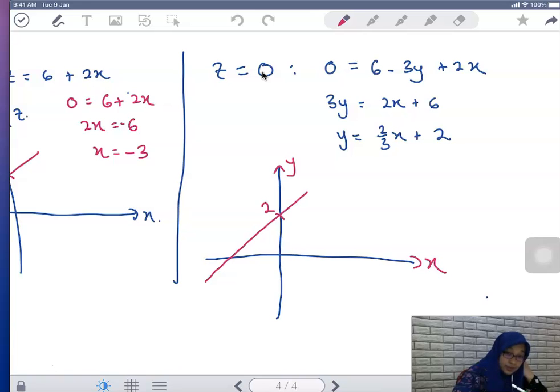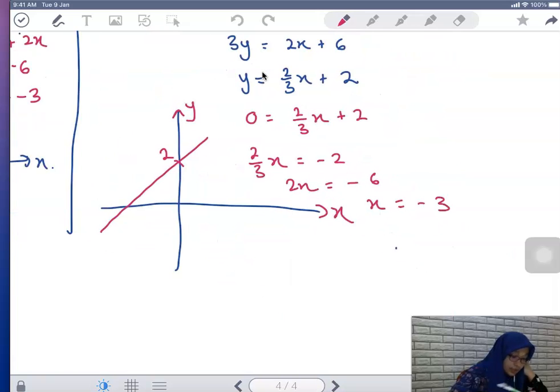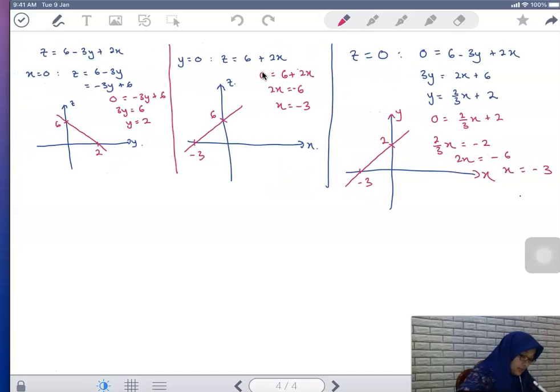How about along the x-axis? We have to set y equal to 0. So 0 equals 2 over 3x plus 2, so 2 over 3x is minus 2, meaning 2x is minus 6, then x equal to minus 3. So this one is minus 3. Based on the 3 traces that we have sketched, we now combine them all together on the same 3D system.